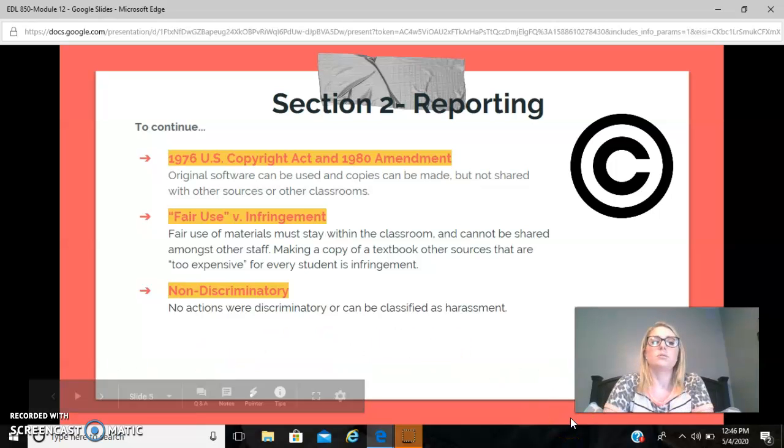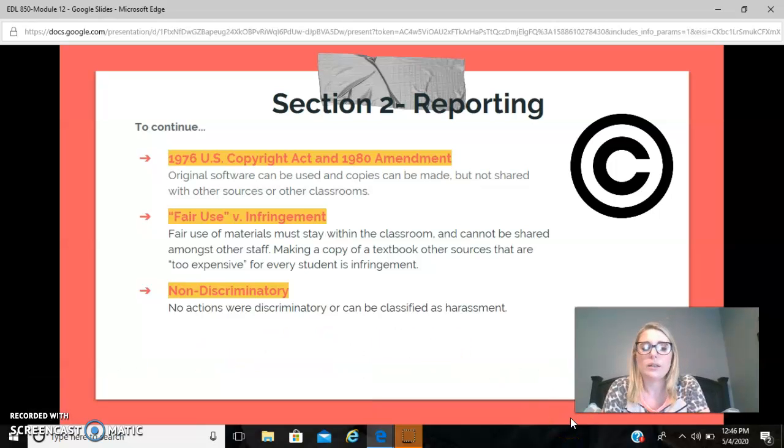Things also to consider, so the violations go with the 1976 U.S. Copyright Act and the 1980 Amendment. So the original software can be used legally in a school, but copies cannot be made and shared with other sources or other classrooms. So it was fine within the library, but then by dispersing them out into different classrooms, that made it a copyright infringement. Fair use versus infringement.